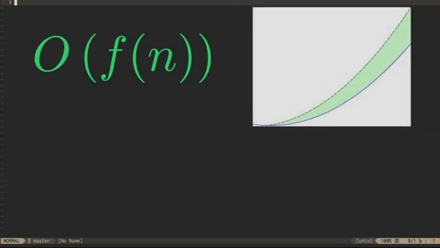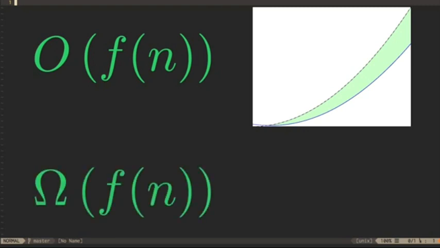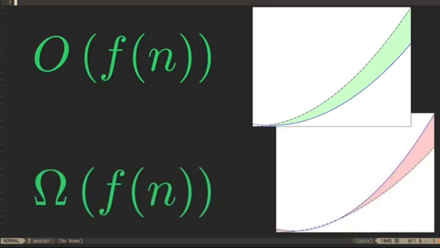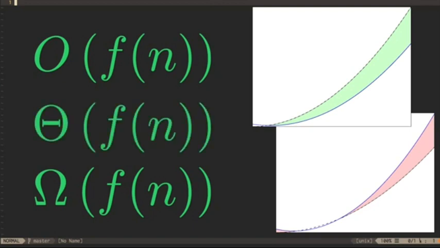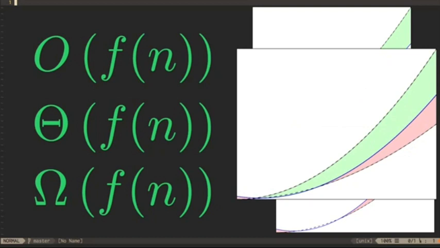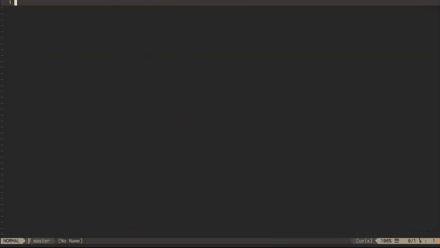It provides us with an upper bound on the runtime of an algorithm. In addition to big O notation, we also have big omega notation, which provides a lower bound on execution time, using exactly the same kind of approach. And we also have big theta notation, which is an exact bound. If an algorithm is big O f of n as well as big omega f of n, then we can say that it is big theta f of n. For example, if an algorithm is cubic in the upper bound and cubic in the lower bound, then it is exactly cubic.